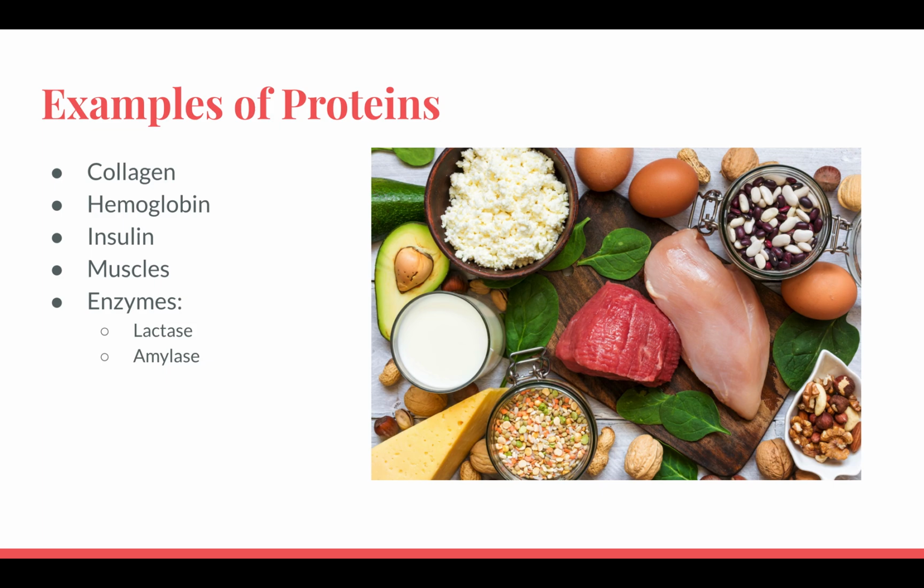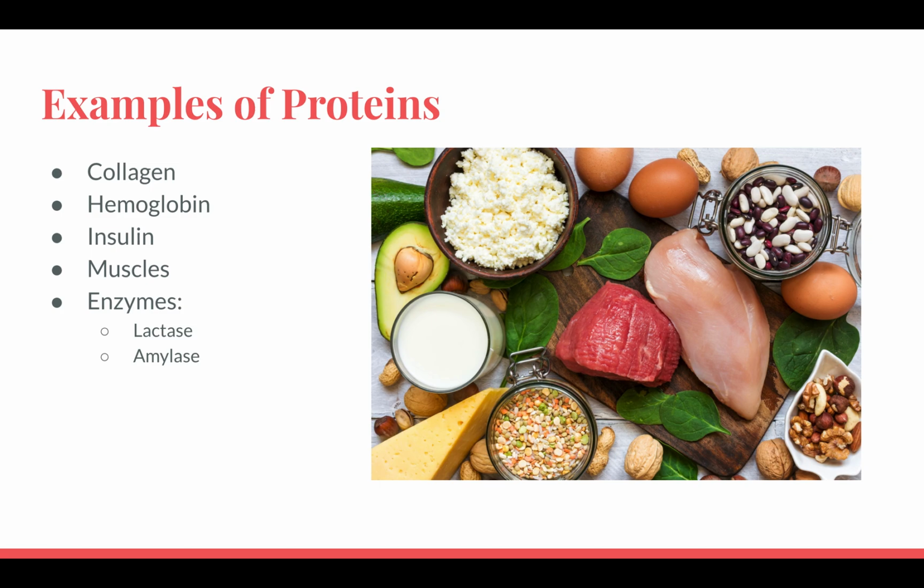Some examples of proteins that you eat in your normal daily life would be any kind of meat. All those meats are part of protein. When you think about bodybuilders, or if you know someone who's a bodybuilder, they eat a ton of protein because that protein is necessary to build their muscles and to build the tissues necessary to have huge muscles. You would also have nuts and different types of nuts and beans, all of those.